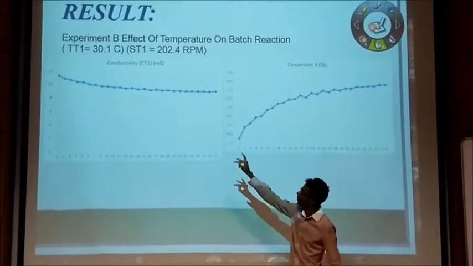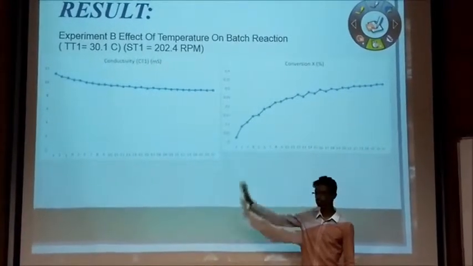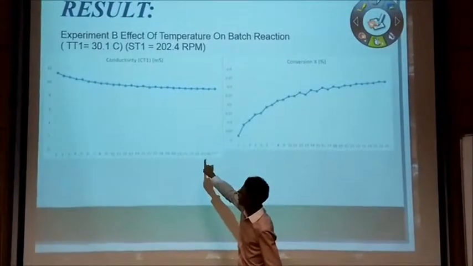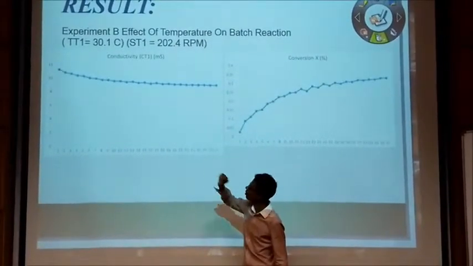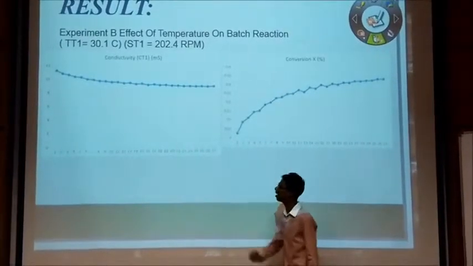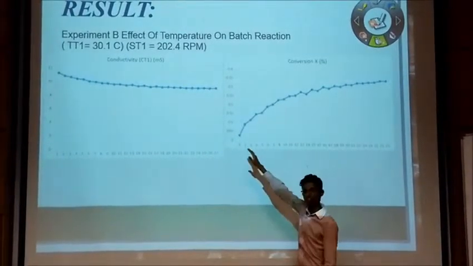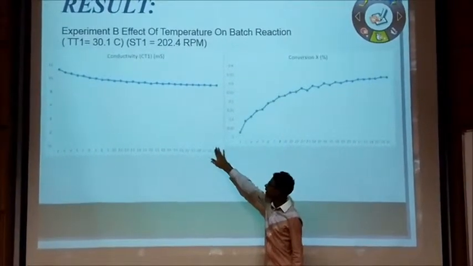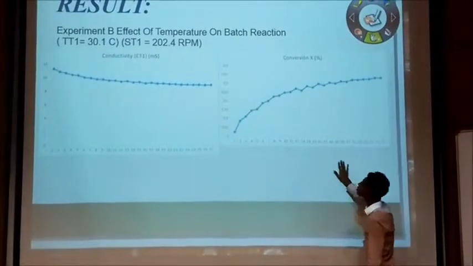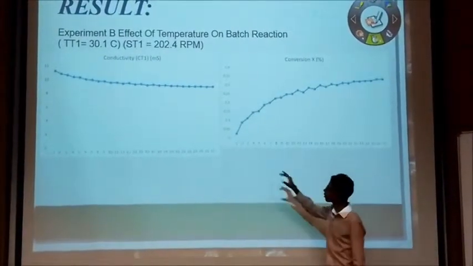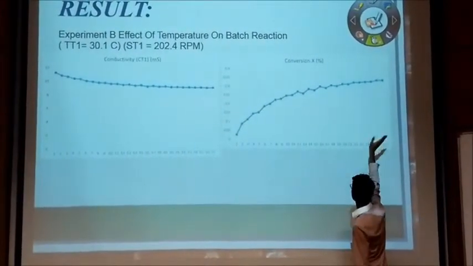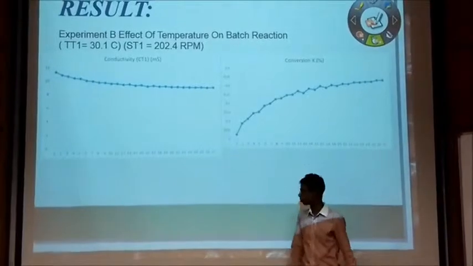Okay, here we go. At 30.1 degrees Celsius, this is our lower temperature. The conductivity values go from a set point which is about 11.2 or 0.5, and then until it reaches a steady state at 27 minutes. This is a very large value. Same goes here for conversion. It goes from the initial point until 27 minutes, so that all the reactants will convert into products.